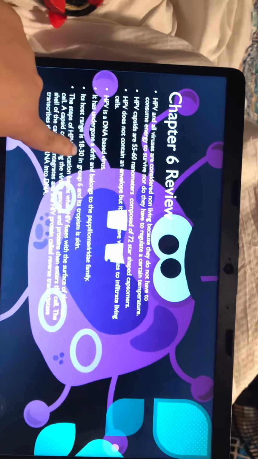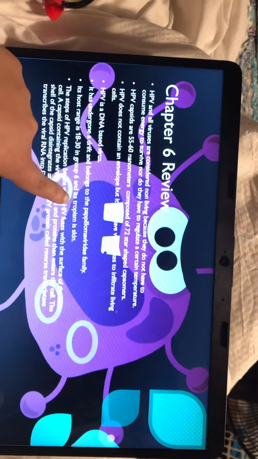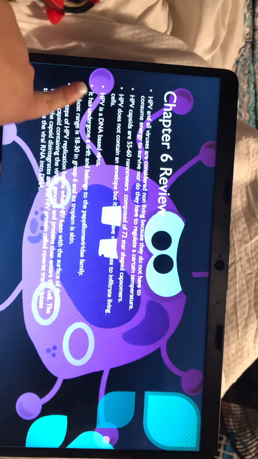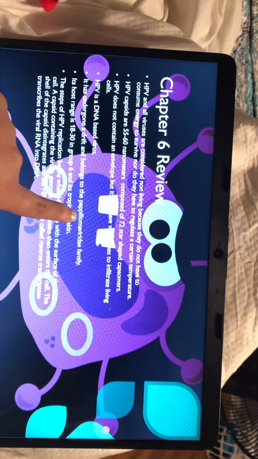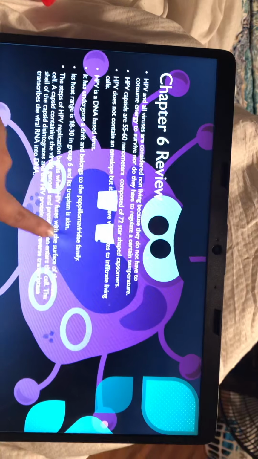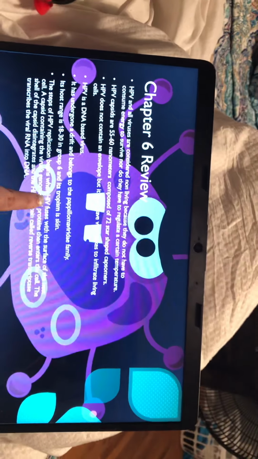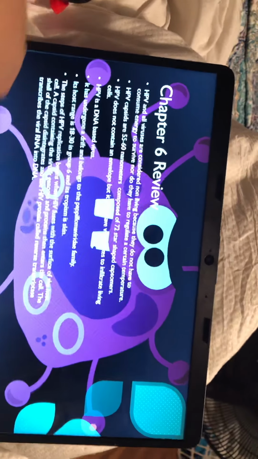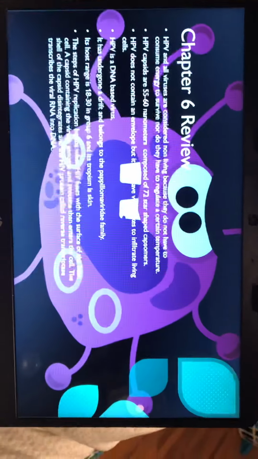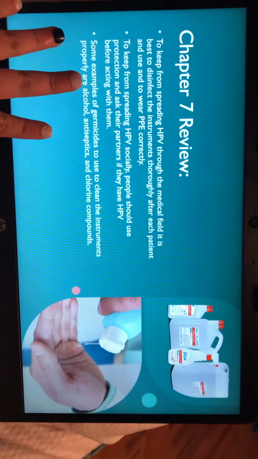Its host range is 18 to 30 in group 6, and its tropism is skin. It has undergone a drift, and it belongs to the Papillomaviridae family. And then the steps of HPV replication begin with HPV fusing with the surface of the host cell, and so on. And still me. And then this is just a chapter 7 review.